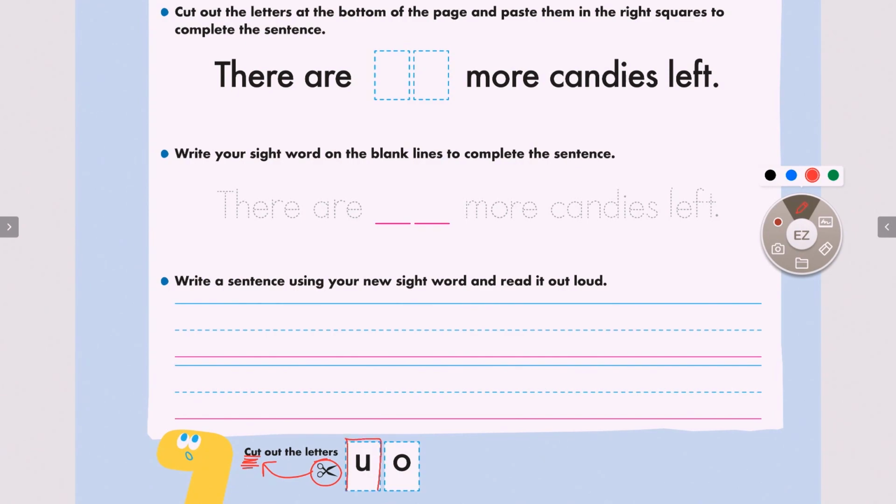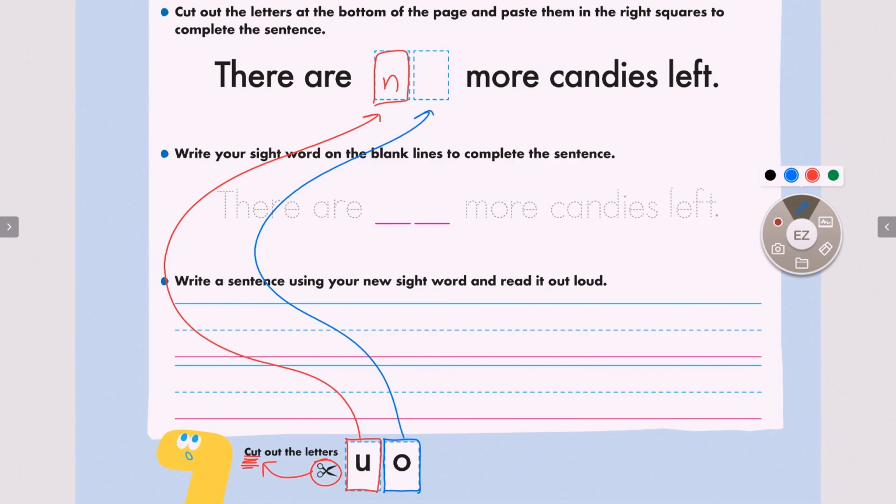The first letter is letter N. N says n-n-n. Next is letter O. O says ah-ah-ah. Together, it is no, no.